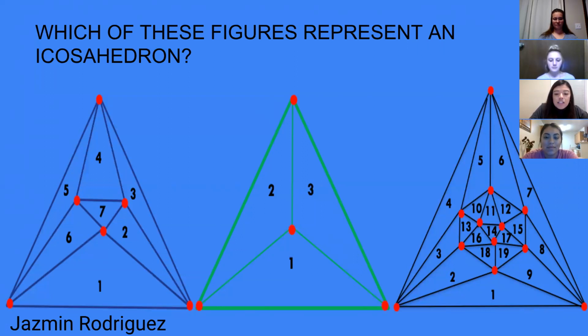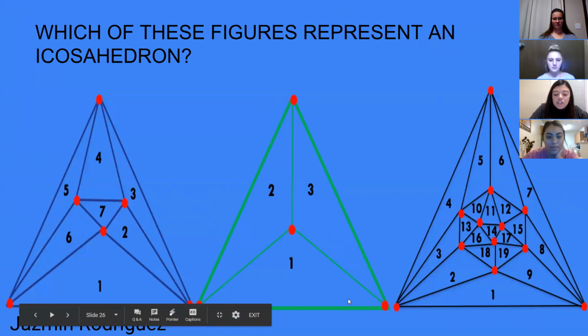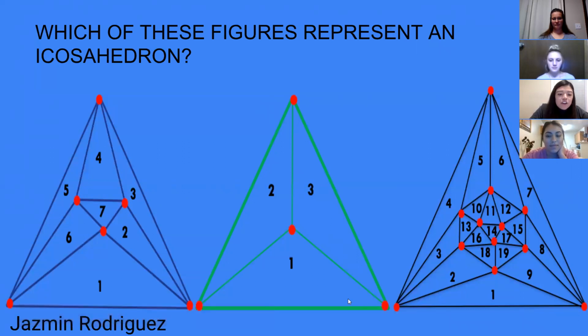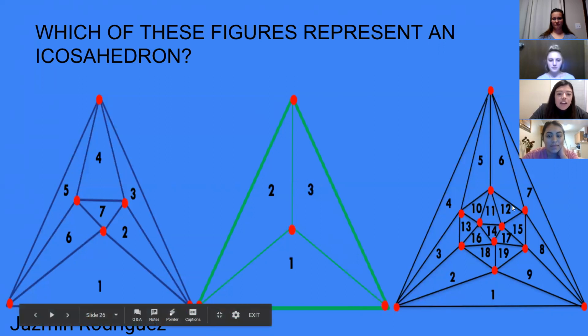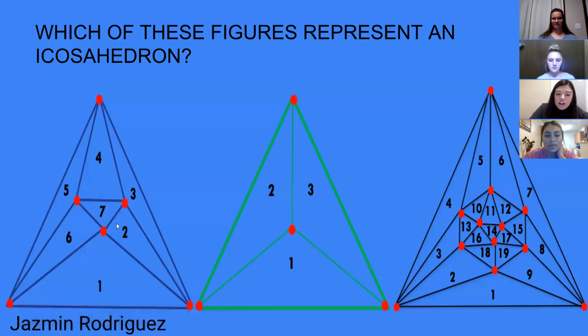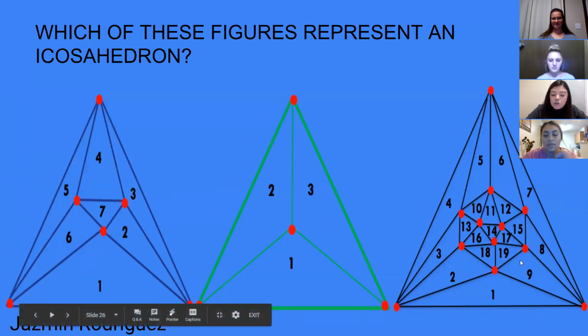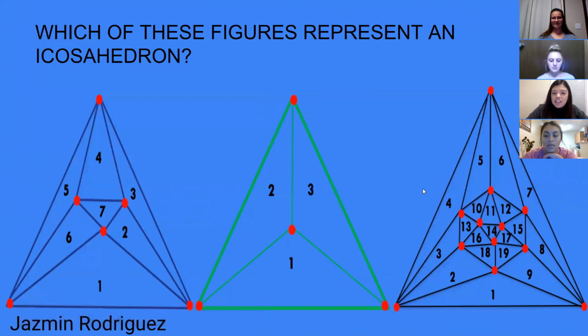So as we can see, for example, in our middle diagram, we have 4 faces. If our icosahedron has to have 20 faces, this would not be it. If we look at our figure on the left, this one is going to have 8 faces. Once again, we know that's not going to be our icosahedron. Lastly, we can see that this one has 20 faces. If we count, we'll have 12 vertices and 30 edges. Therefore, this represents an icosahedron.